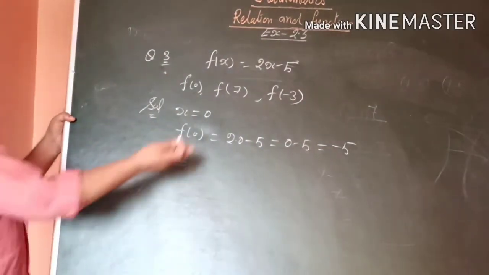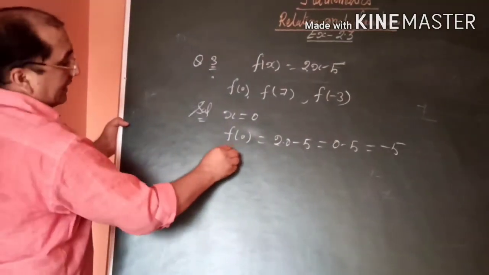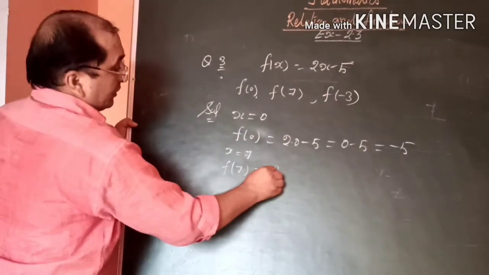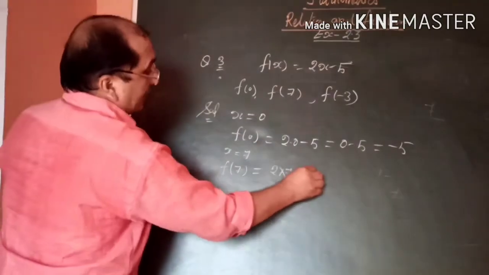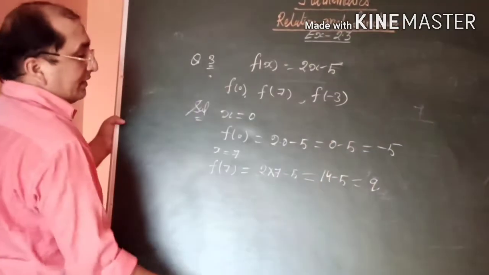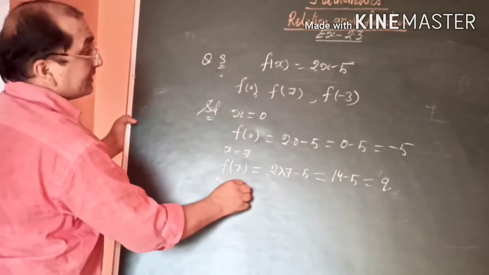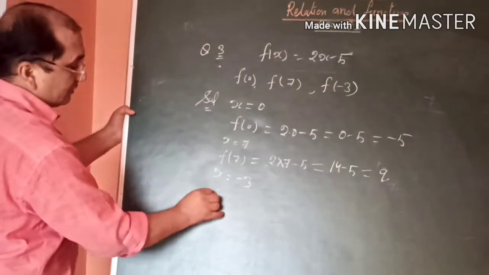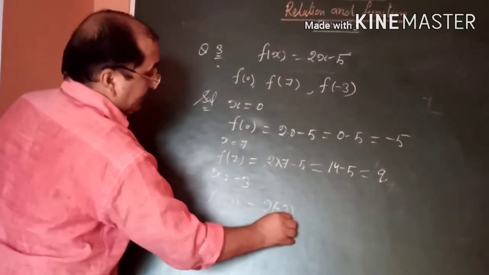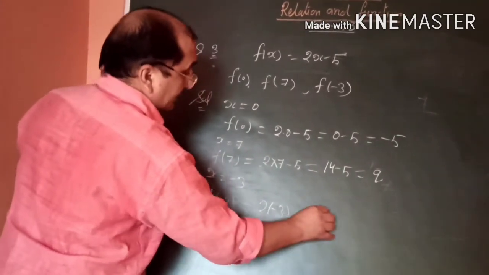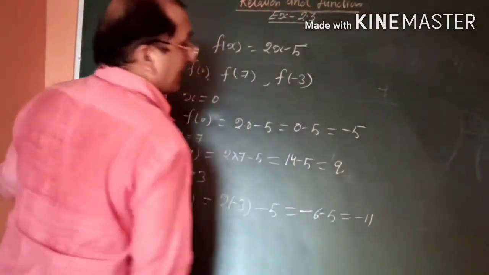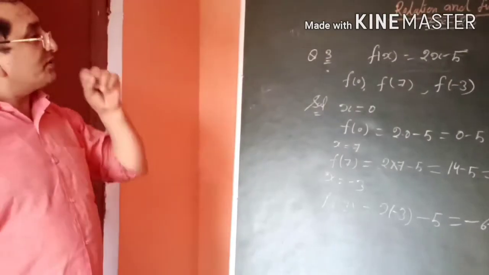And the same way you can put x equal to 7. Then f of 7 will be 2 into 7 minus 5. 2 sevens are 14, minus 5 equals 9. For x equal to minus 3, f of minus 3 means 2 into minus 3 minus 5. 2 threes are minus 6, minus 5 means minus 11 will come. This is the answer of question number 3.